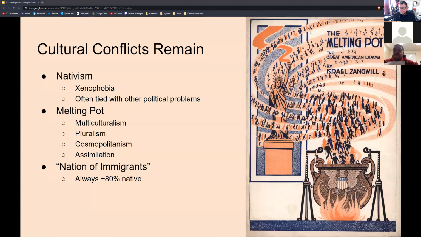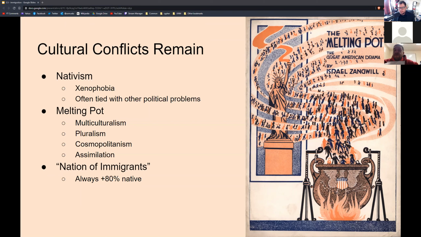We've been over a lot and we're running out of time. So, there's a lot of conflicts that remain from all of this. Of course, we've talked about nativism, which is essentially xenophobia, but on behalf of natives of this country, I should say. And it's often tied to other political problems. Remember that whole thing talking about socialism and anarchism. A lot of the time, that kind of rhetoric against socialism is deeply, deeply racist, and it is built into this legacy of xenophobia.